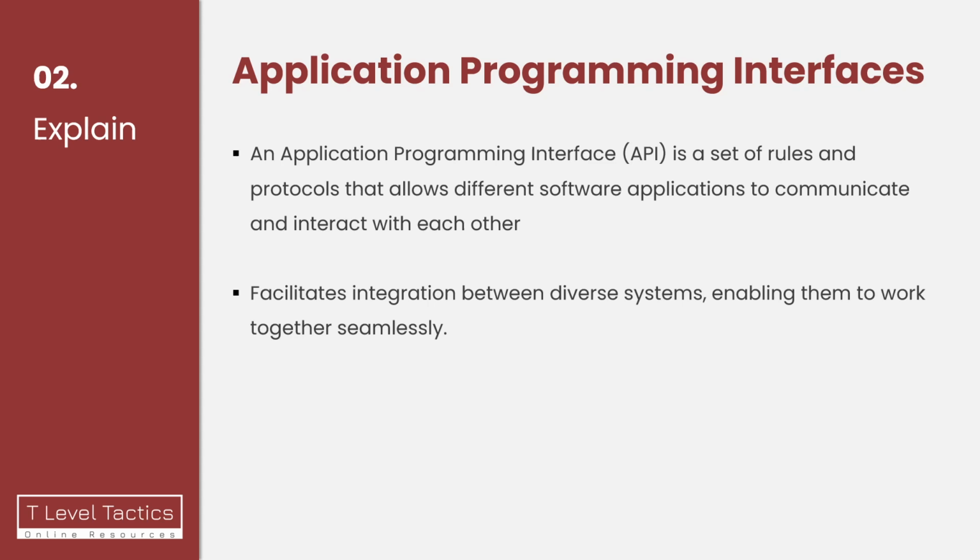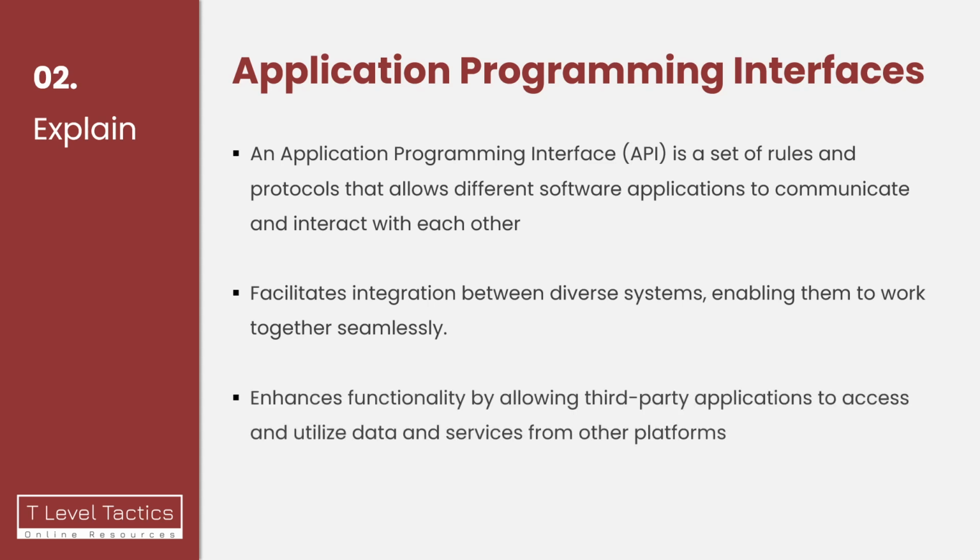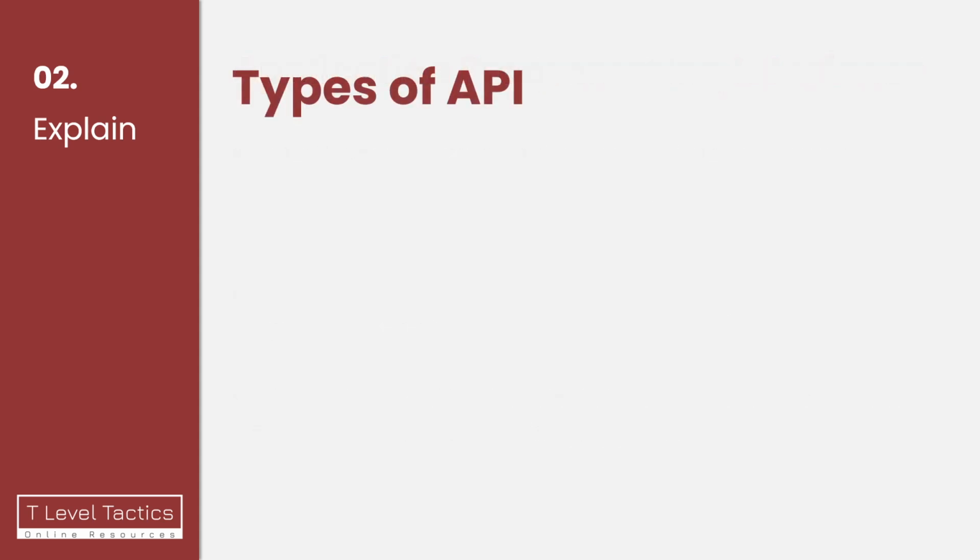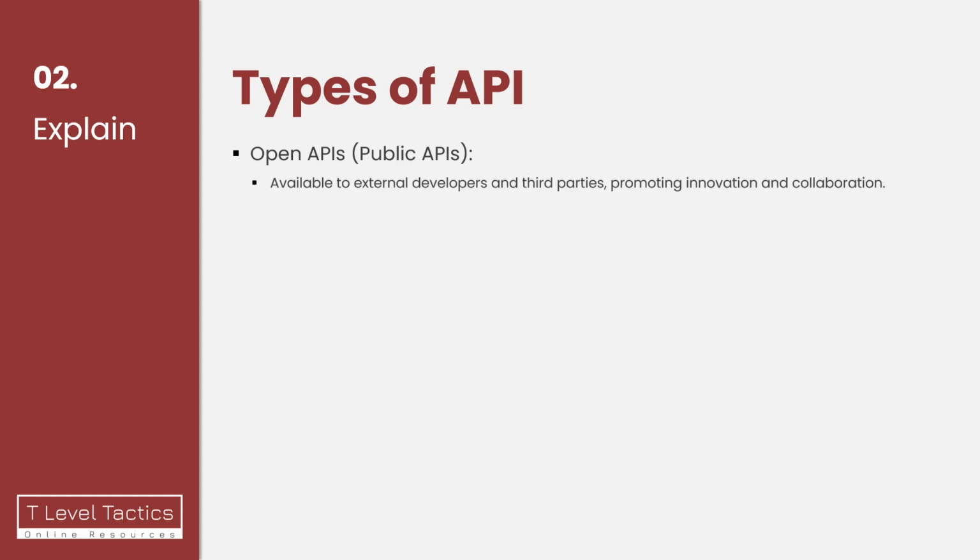APIs can enhance functionality by allowing third-party applications to access and utilize data and services from other platforms, but in a secure manner. And there are different types of APIs. Open APIs, known as public APIs, and these are available to, essentially, anybody, external developers, and any third party, which allows innovation and collaboration between different software.